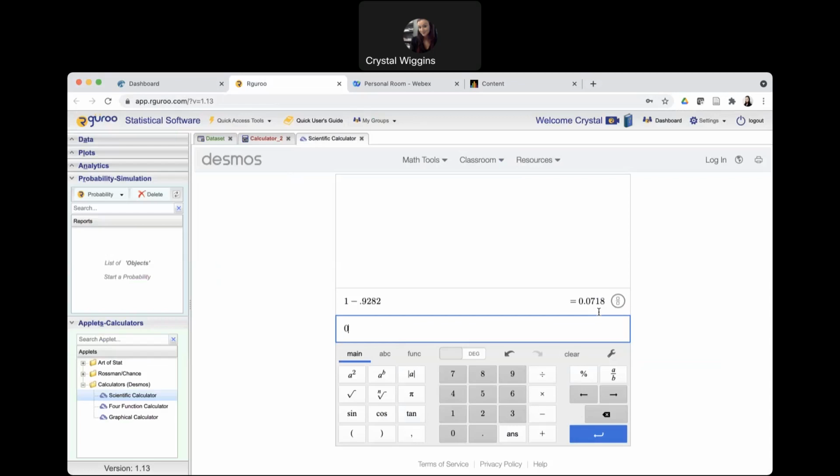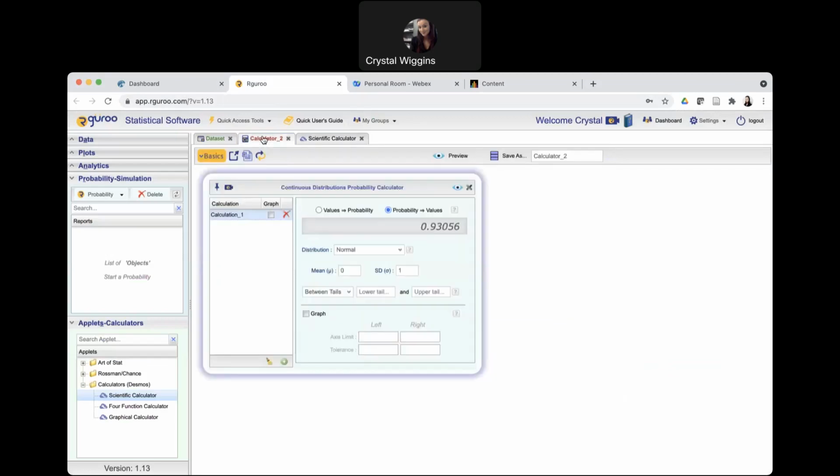So we will take 0.0718 and divide that by 2, giving us our area that is in the left, and it's equal in the right because again, our area is centered. So I'm going to copy that number and click my tab to get back to my calculator. That's the area that I'm going to say is in the left tail as well as the right tail, leaving exactly my 0.9282 in the center.